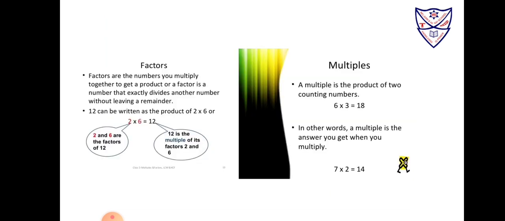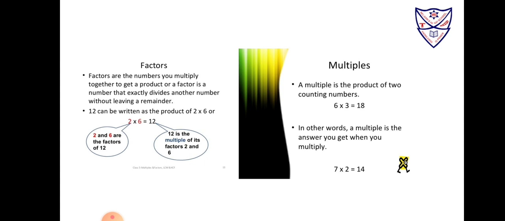Students, let us understand about factors. A factor of a number is an exact divisor of that number. Means what? Factors are the numbers you multiply together to get a product, or a factor is a number that exactly divides another number without leaving a remainder.